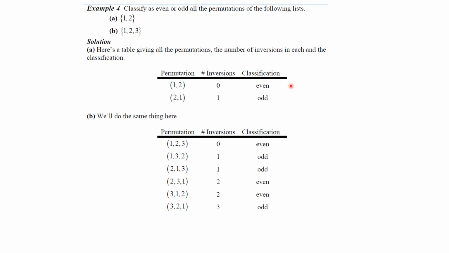Let's do the same thing with the 6 that we have for part B. And we find even, odd, odd, even, and odd.